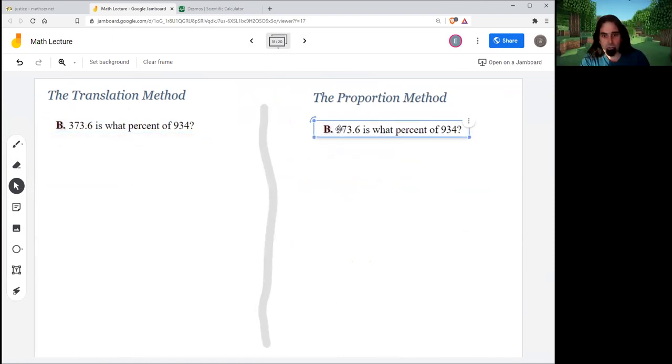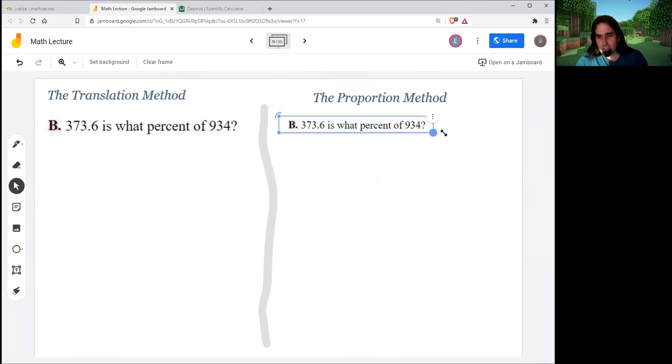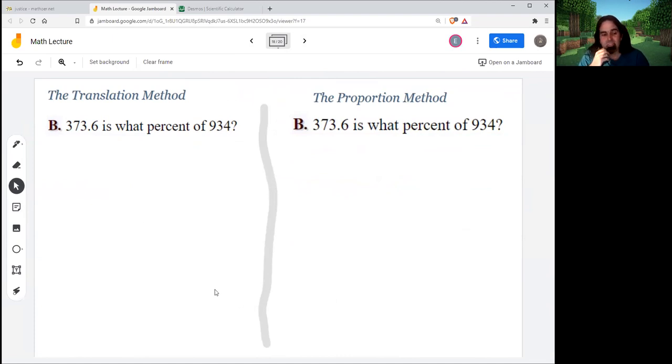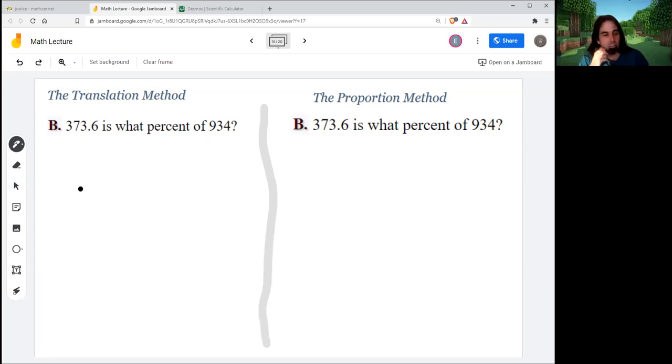Okay, so 373.6 is what percent of a bigger number, 934? Is our answer going to be less than 100% or more than 100%? Less. The whole 100% is 934. This is smaller, so it's less.